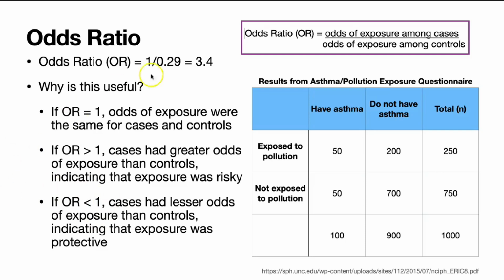So in this case, we have an odds ratio of 3.4. So we say, is our odds ratio 1? Not in this case. Is our odds ratio greater than 1? Why, yes, it is. So then we can determine that the cases, the students who have asthma, have a higher likelihood of having been exposed to pollution than those who did not have asthma.